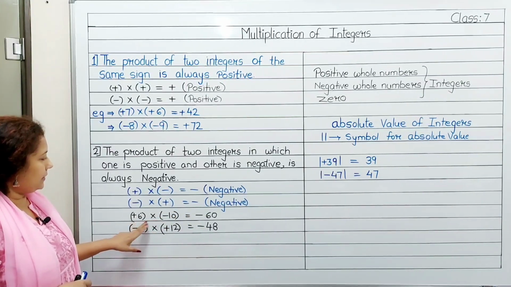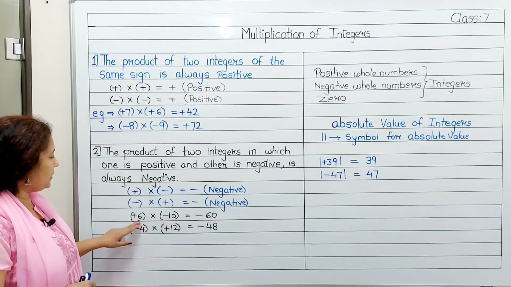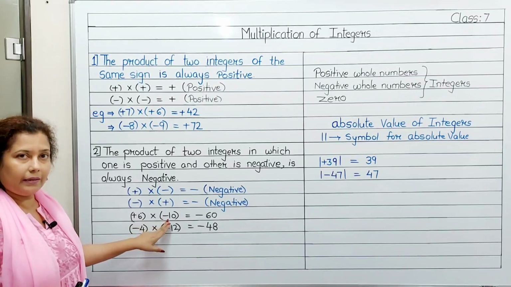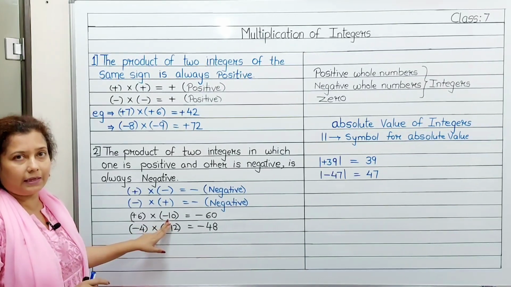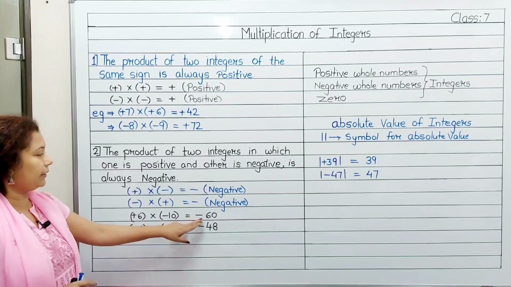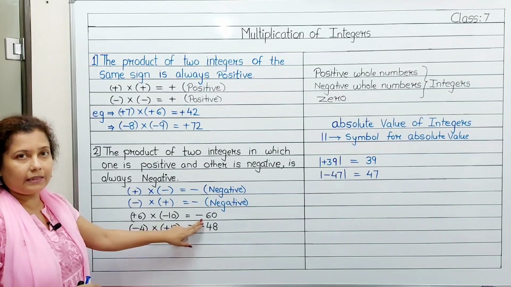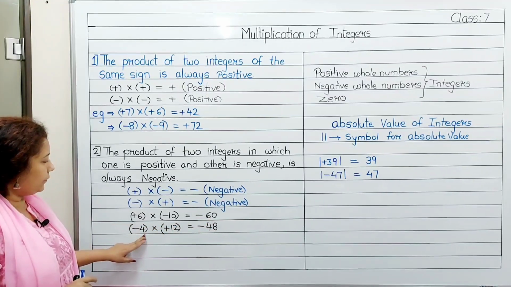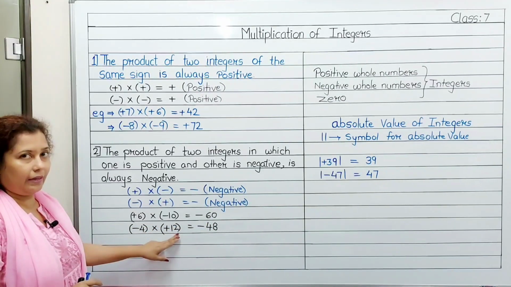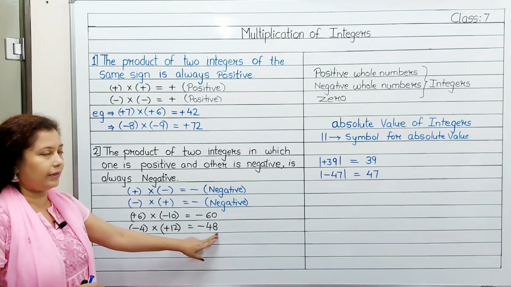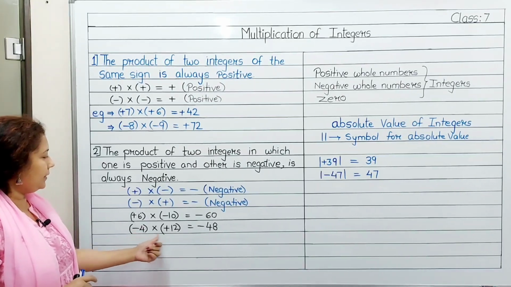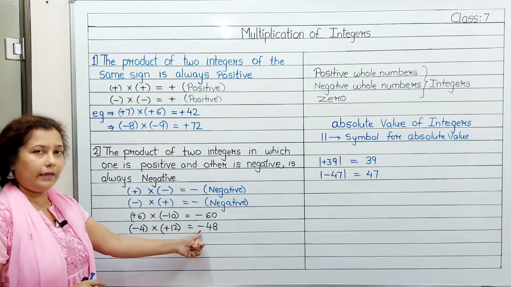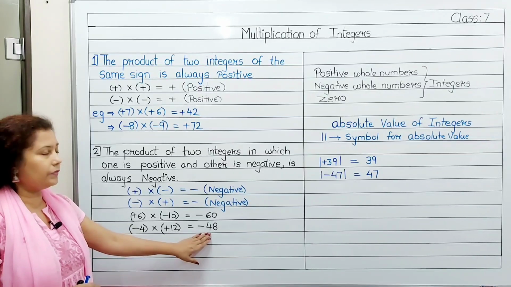Example: plus 6 into minus 10. So 6 into 10 is 60. It is plus and minus, both are having different signs. So here we will get the product as negative integer. So it will be minus 60. Minus 4 into plus 12. So here 4 into 12 is 48. Minus into plus is always minus or a negative integer. So it will be minus 48.